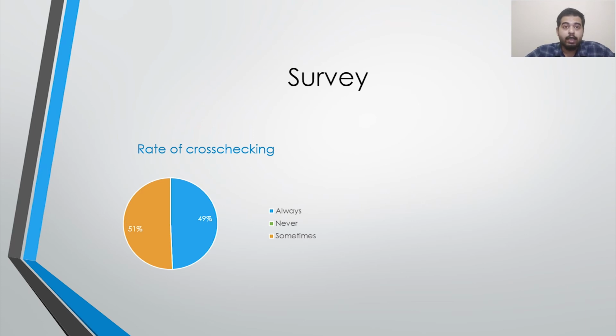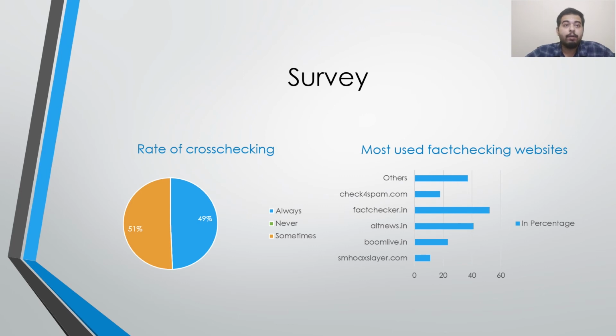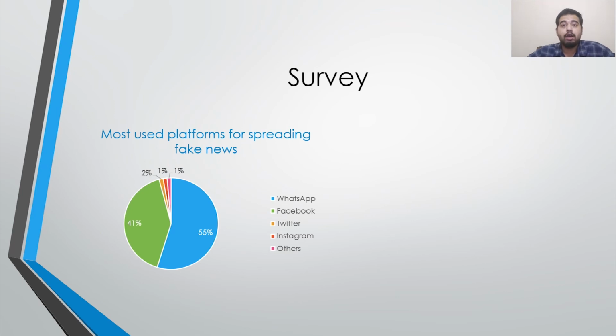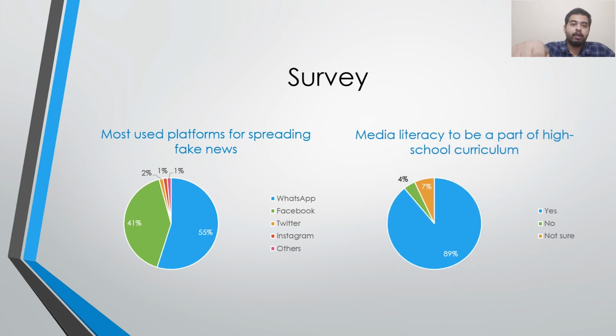Also, there is a huge need for fact-checking, as false information can mislead the audience. The survey found factchecker.in to be the most popular as well as the most widely used fact-checking website in India, followed by Alt News and several others. Now, respondents also believe that WhatsApp is the major source of fake news in India, followed by Facebook. However, they also think that social media like Instagram and Twitter have a lesser tendency to spread fake news. Finally, the respondents were asked whether media literacy should be a part of the school curriculum or not, and about 89% of respondents said yes, it should be a part of the school level curriculum, but the remaining 11% think that no, or maybe.